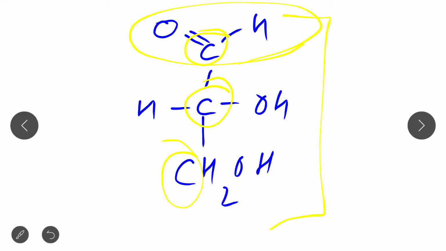Can you name one monosaccharide that contains the keto group, and it is the simplest monosaccharide, which consists of only 3 carbons? If you know, then please comment on the comment box.